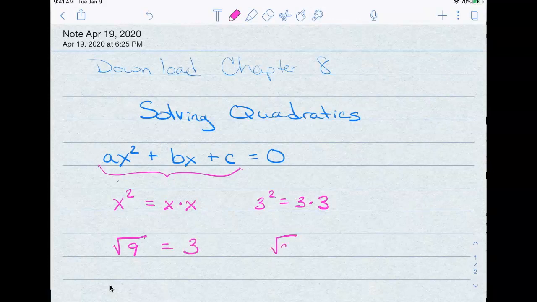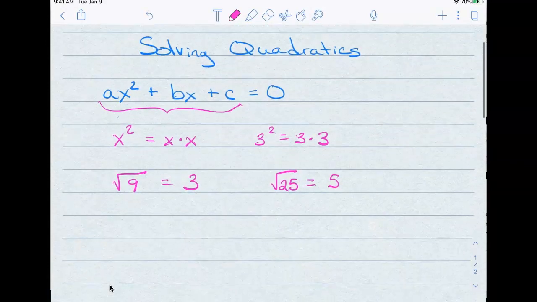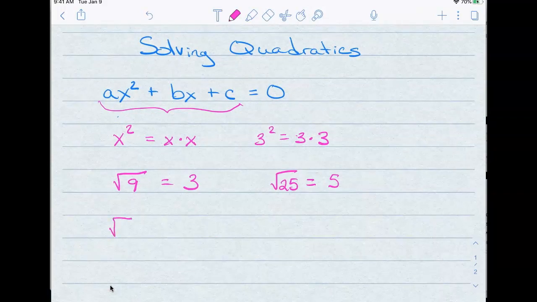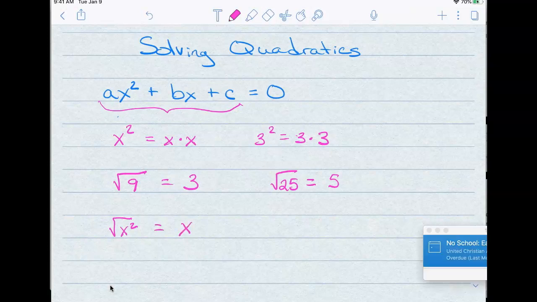Maybe it's the square root of 25. Well, you know that 5 times 5 equals 25. Therefore, the square root of 25 is 5. Well, what if it was something like the square root of x squared? That's a little different, but not really. X squared is simply x times x. So the square root of that would simply be x.